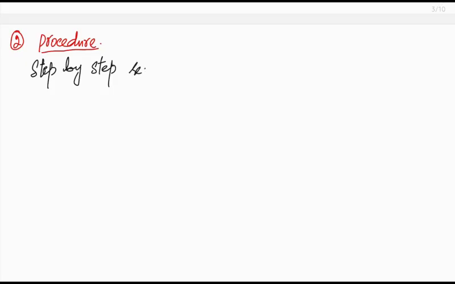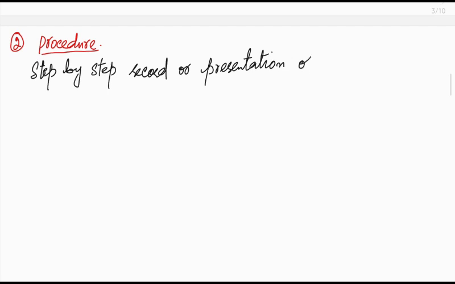Now, the second step in the design of an experiment is called the procedure. What is a procedure? A procedure is a step by step record or presentation of an experiment in a written form.